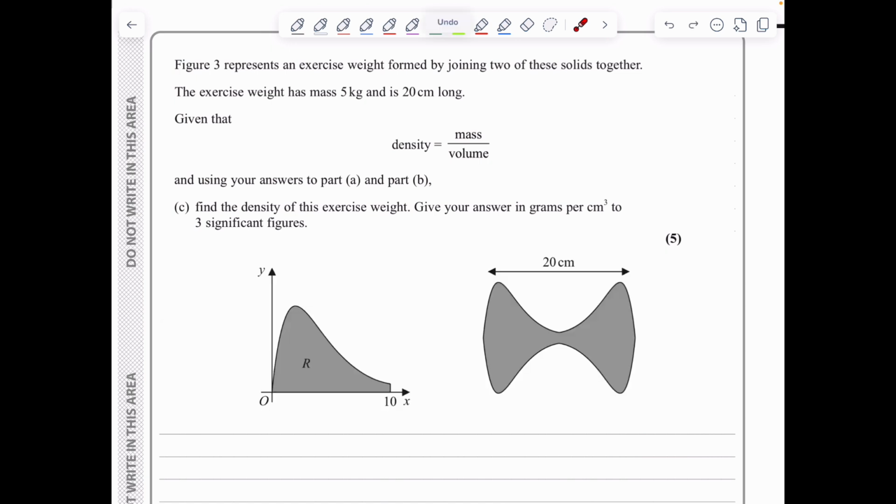So this is the situation here. We're trying to find the volume of this exercise weight. I will superimpose a set of x and y axes. So we already have a formula to find the volume of this part here. So I will just double my answer to get the full volume of this exercise weight.